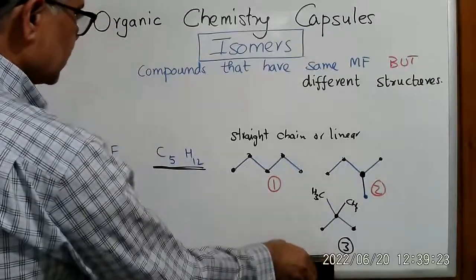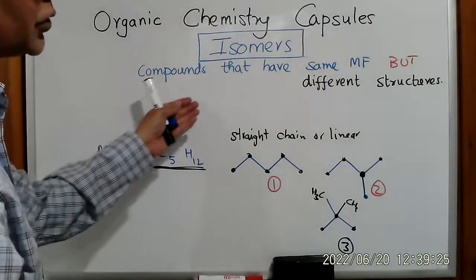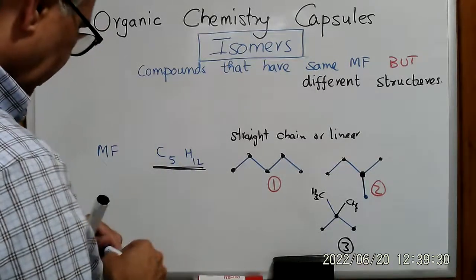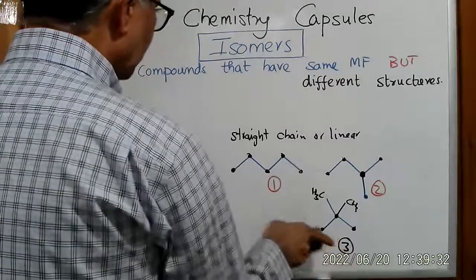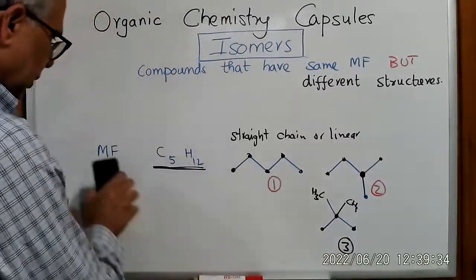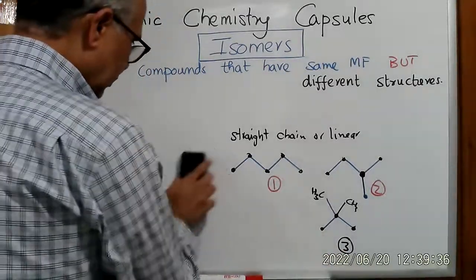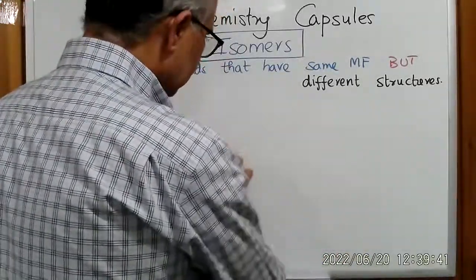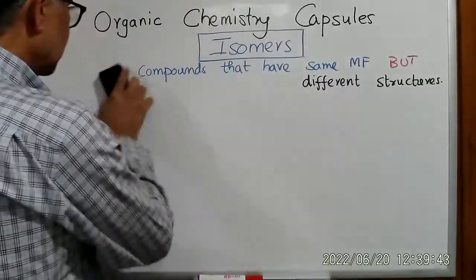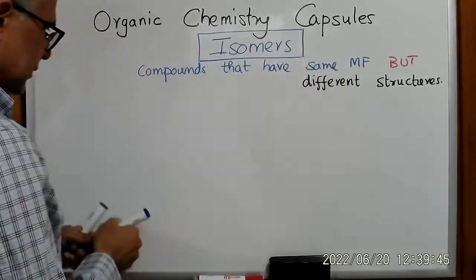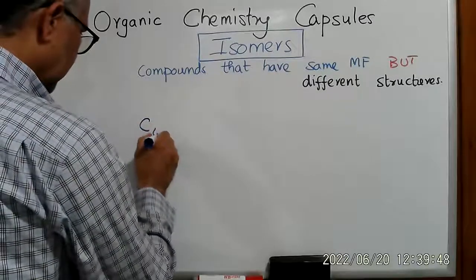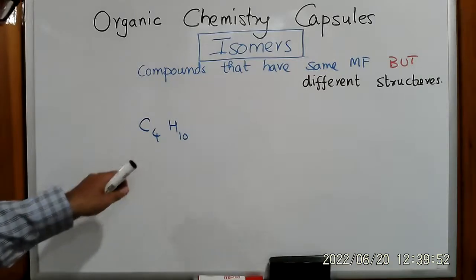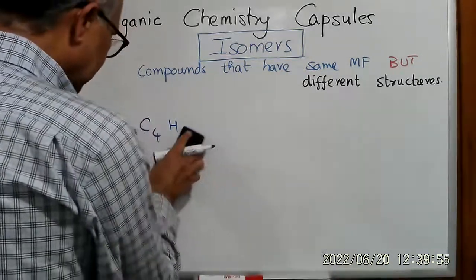So we have introduced constitutional isomers in this short video. Let's just do one more and then we'll stop at that point. I want to move on to constitutional isomers with double bonds in them. So let's take the molecular formula C4H8.